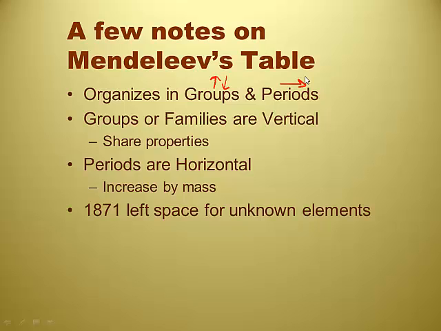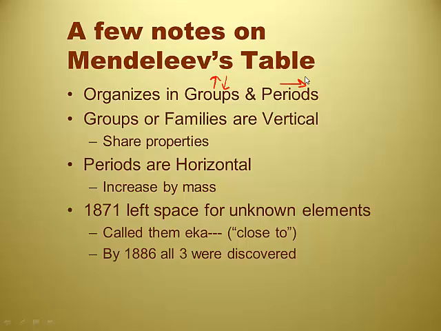1871 left space for unknown elements, which we were just mentioning. Those are the ones we just circled. And he called them Eka something. The one that was next to silicon, he called Eka silicon. Eka in Russian means close to. The really neat thing for Mendeleev is that only 15 years later, while he was still alive, those 3 elements were discovered. And the properties that he predicted that they would have came true? Were correct. Oh, that's neat.